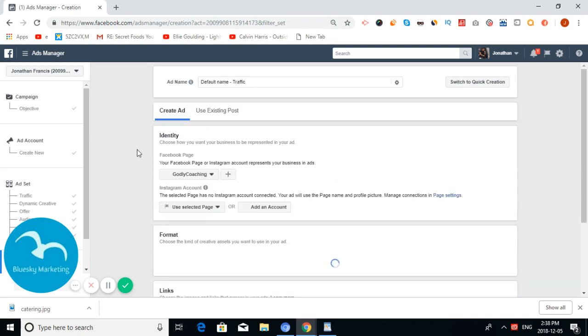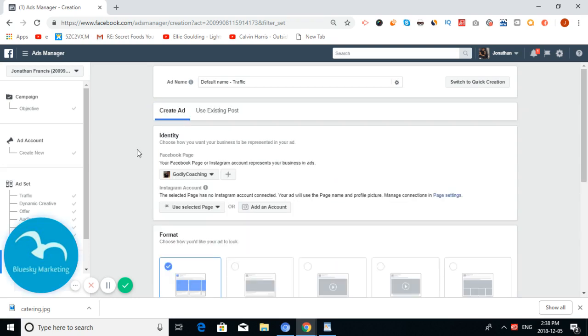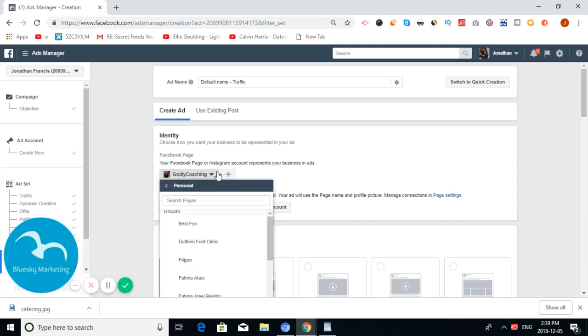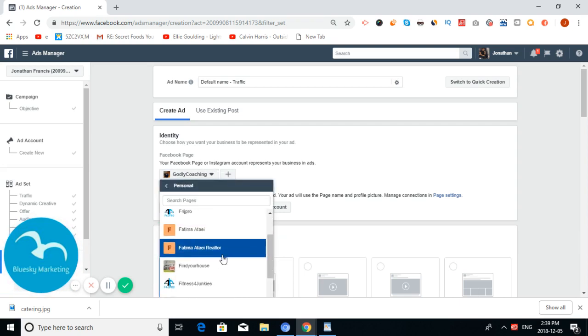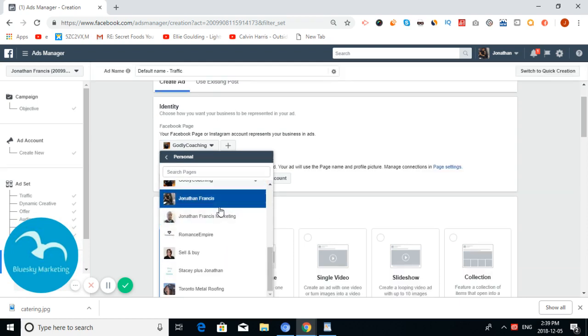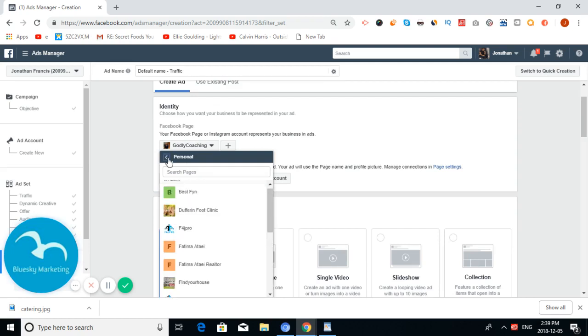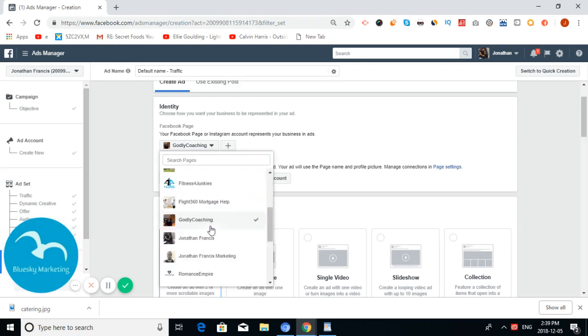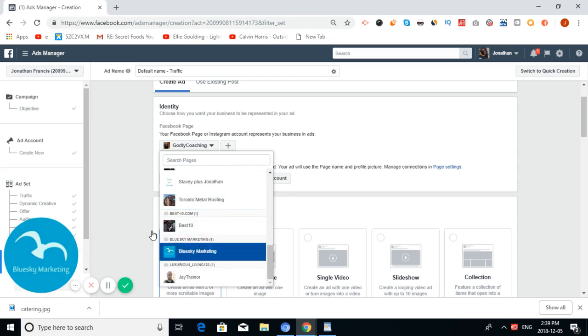So when you get to this page here, this is where you're going to actually create the ad and how it looks. Okay, so what you're going to do here is it says your Facebook page or Instagram account represents your business in the ads. You need to have a Facebook page in order to create a business ad on Facebook. So in this case, you just scroll down and you search through your pages that are correlated with your business. You may have a lot of pages, you might have some. So I'll do it for this.